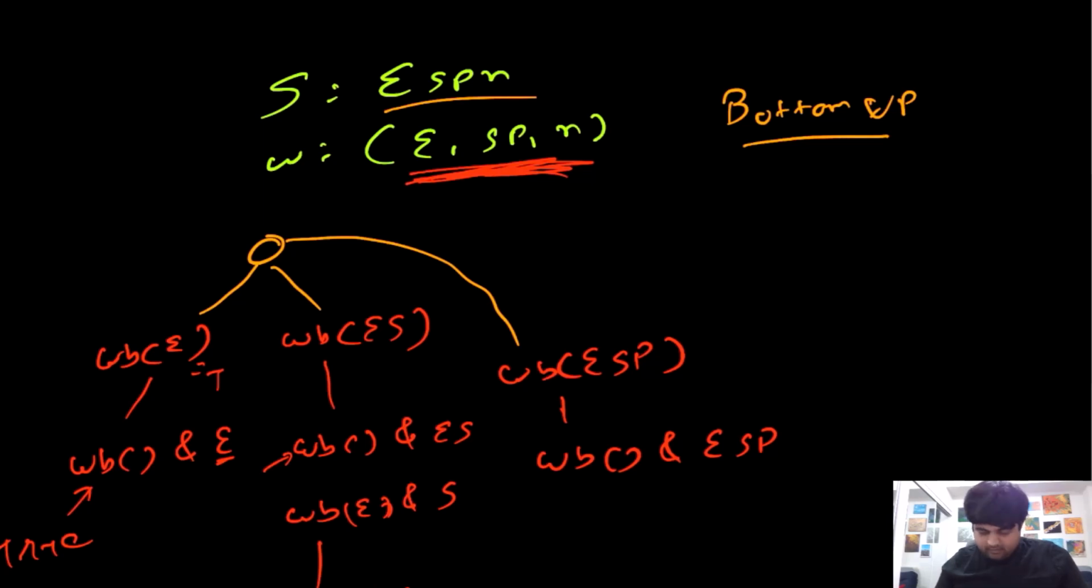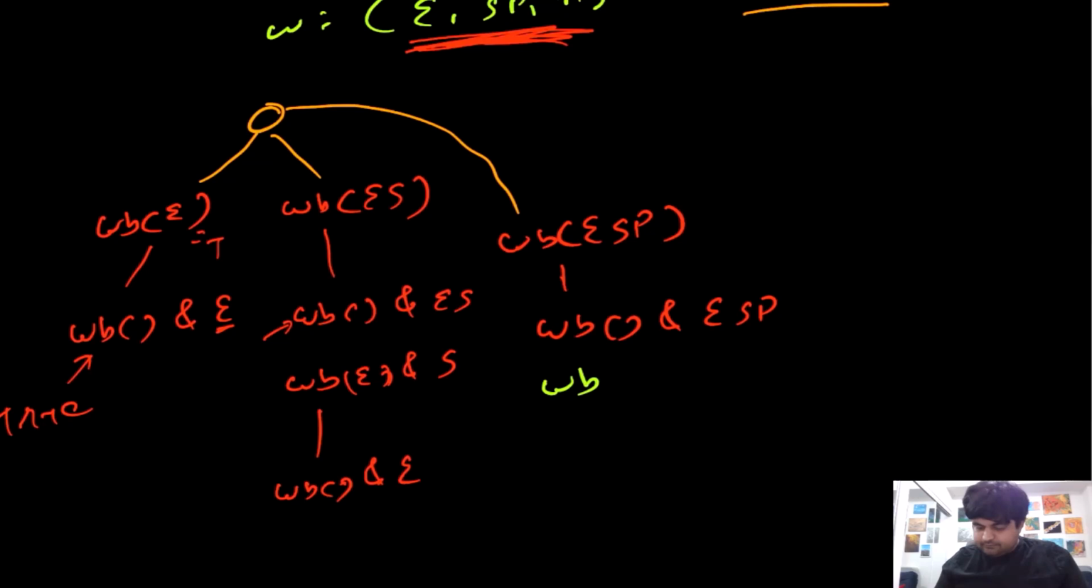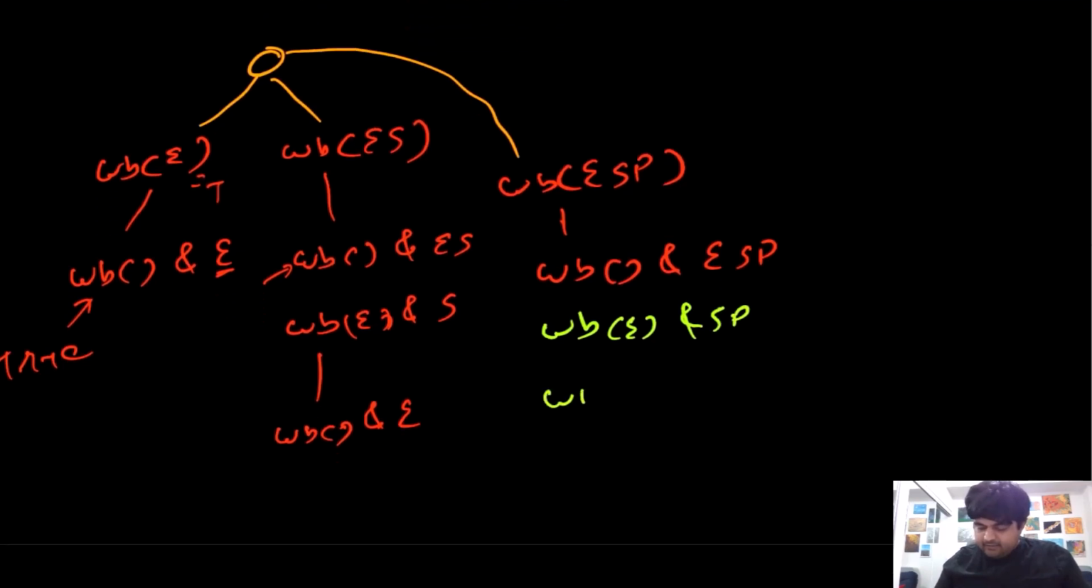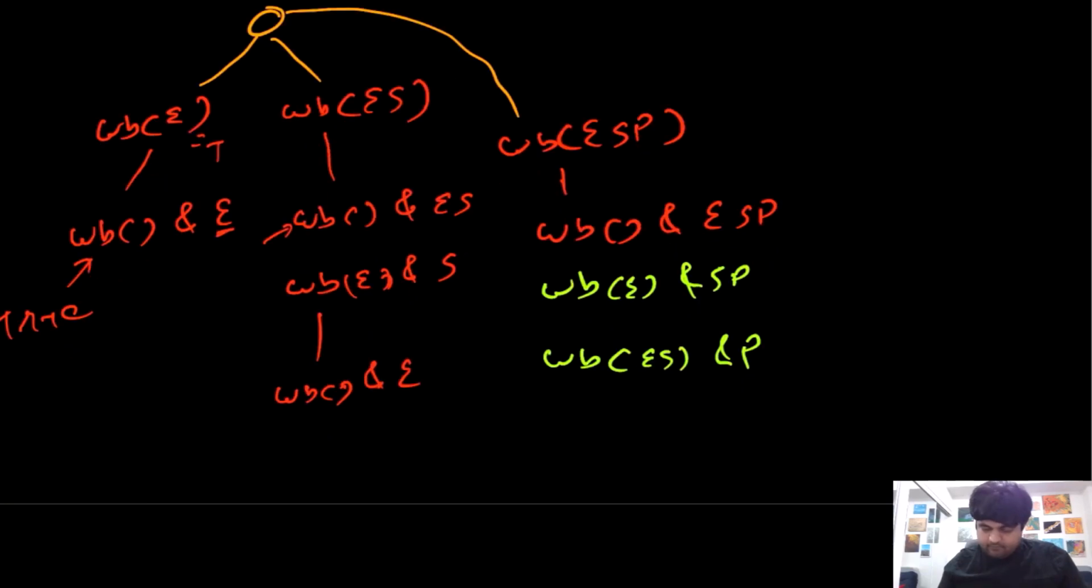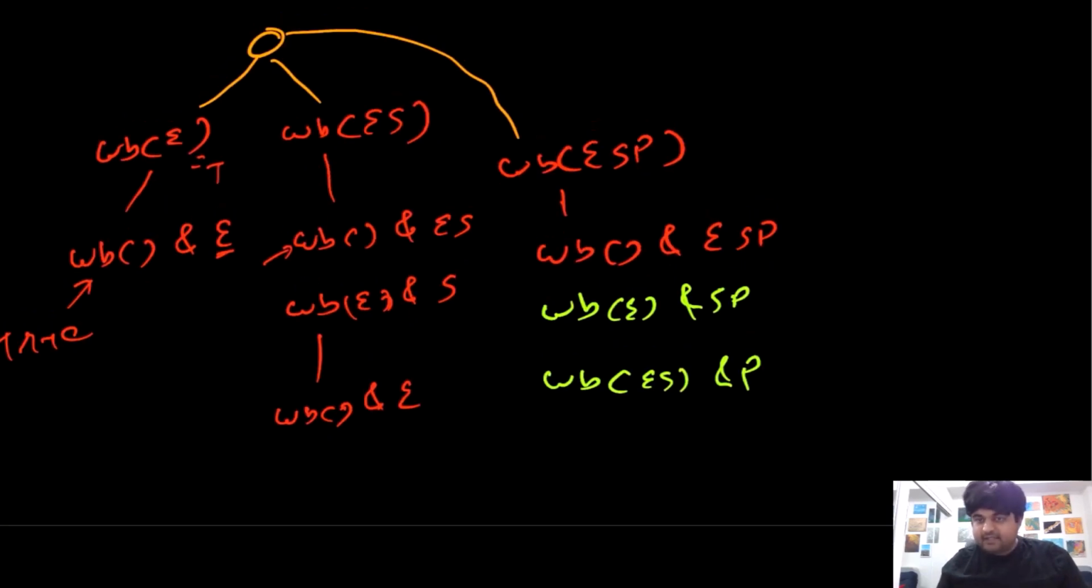Or we need to check whether the word break of E and SP exists, and the word break of ES and P exists. And yeah, so these are the three ways we can determine whether the word break of ESP exists.